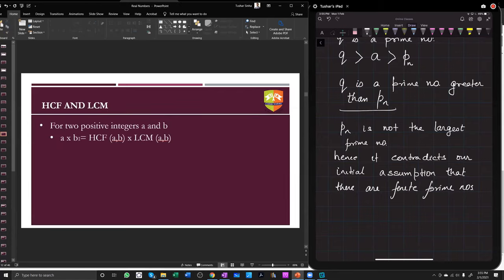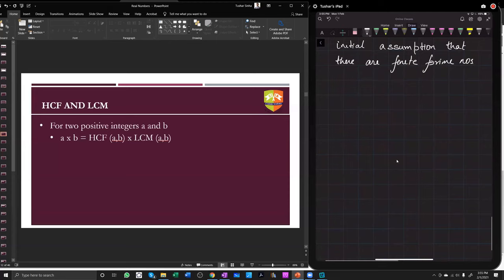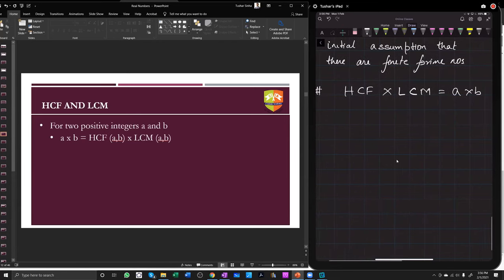So this is an important result: for two positive integers a and b, a cross b, that is the product of a and b, is always equal to HCF of a and b times LCM of a and b. One-marker questions on this are sure shot. There are several sets in the board paper, and one set or a couple of sets will definitely have a one marker using this concept. So HCF times LCM is equal to a times b. They will give you two numbers, or one number and the LCM, and ask you to find the HCF, vice versa, like that. We will see the use of this theorem later in the questions.